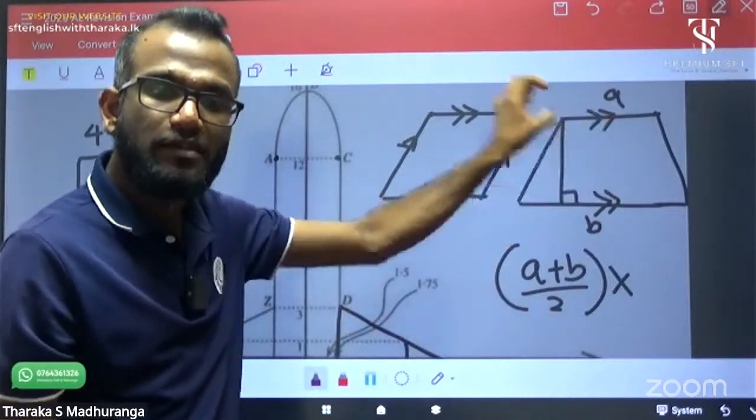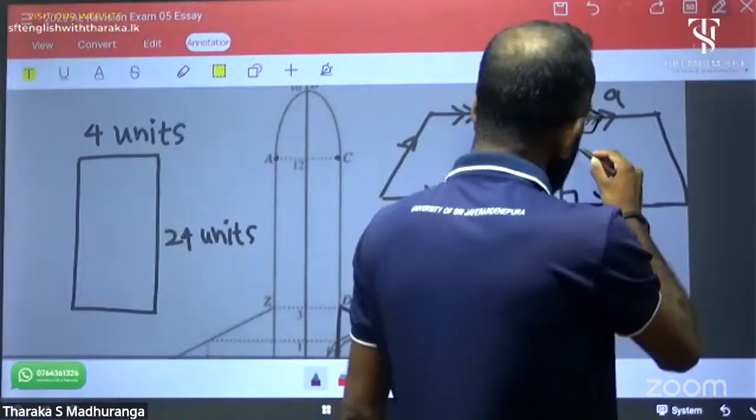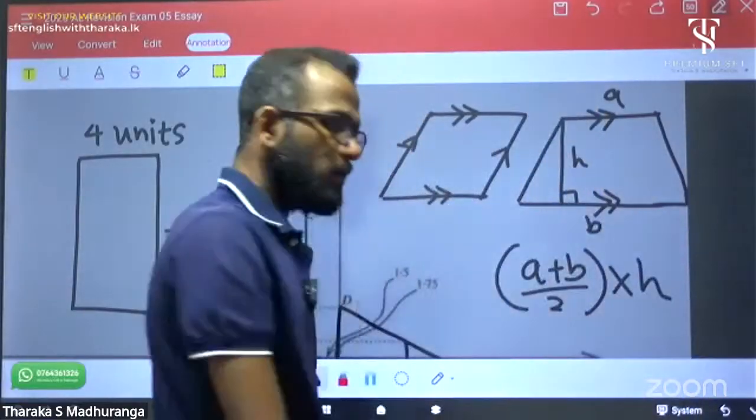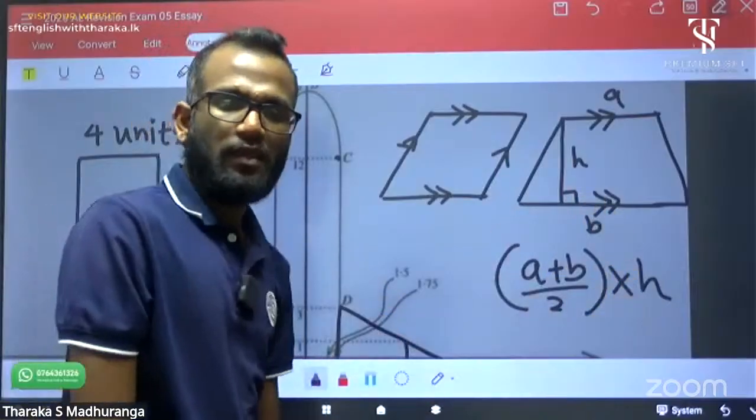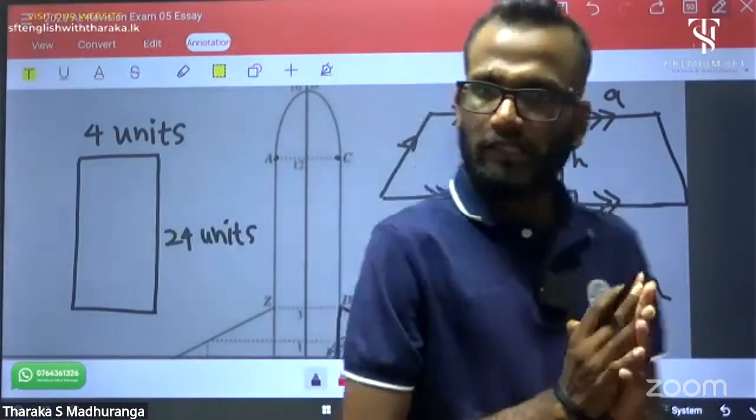They are the parallel sides. The perpendicular distance, think of it as h. Okay, this is the equation: (a + b) over 2 into h.